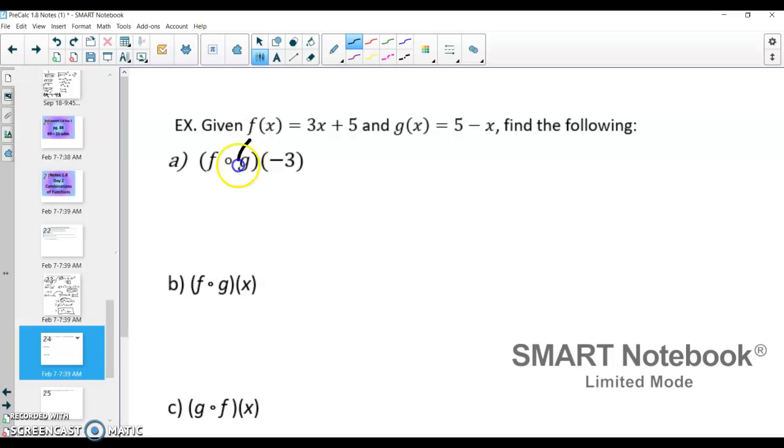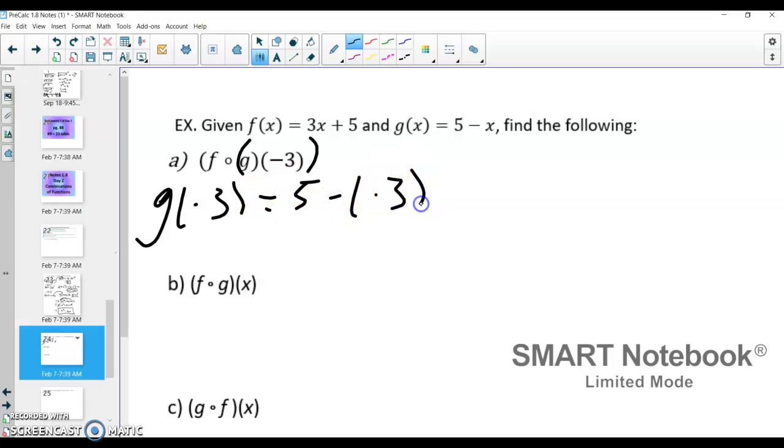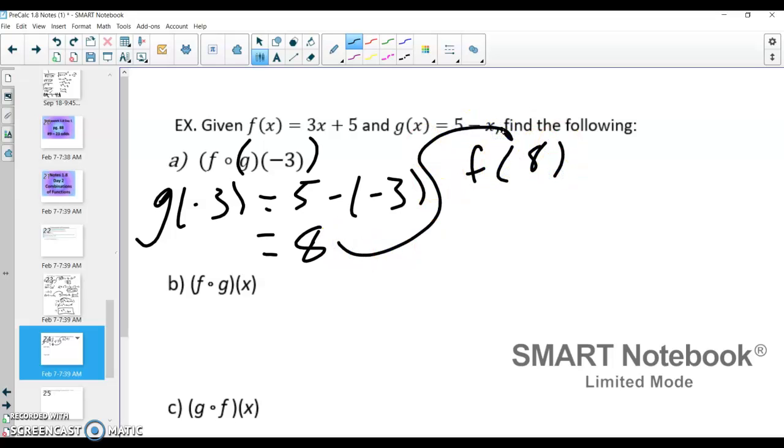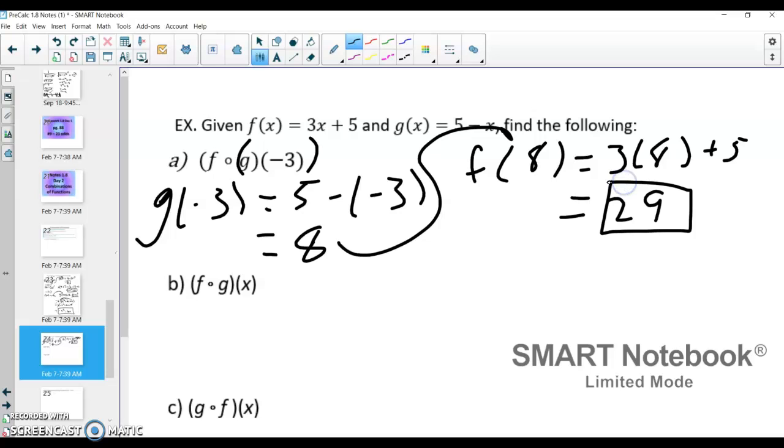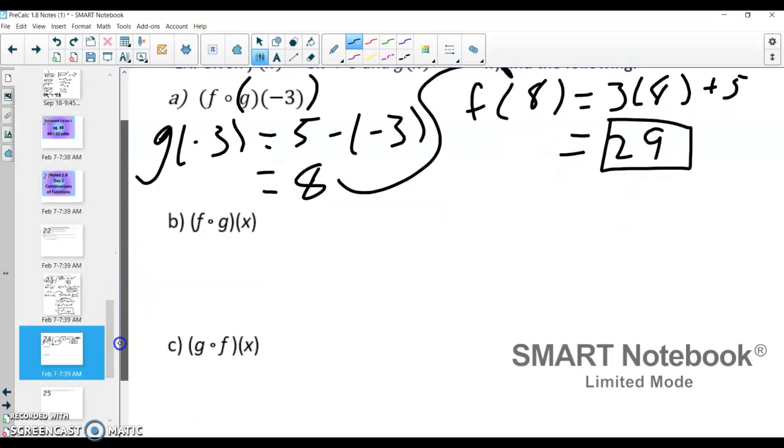So this is f of g of negative 3. Whatever g of negative 3 is, that's what we're going to compose f of, and so we plug in negative 3 into our g of x. So g of negative 3 gives me 5 minus a negative 3, which gives me 8. So then we're going to compose f of 8, coming from down here, and that gives me 3 times 8 plus 5, which equals 3 times 8 is 24, 24 plus 5 is 29, and that would be my answer.